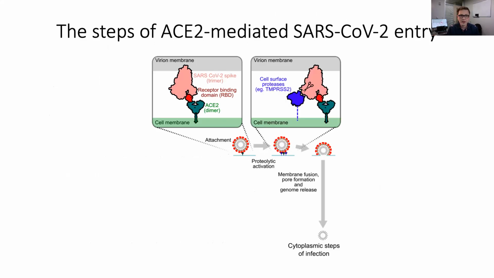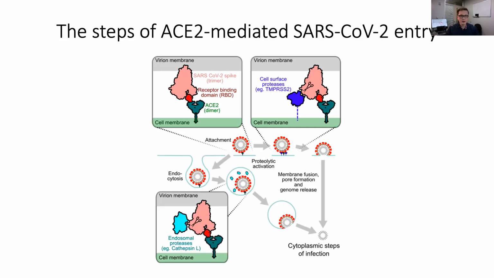If it's expressed, TMPRSS2 on the cell surface can perform this proteolytic cleavage, which then allows the virus to enter the cell from the plasma membrane. But if TMPRSS2 is not expressed, well, that's not necessarily a huge problem for the virus, as it can become endocytosed and then become processed by endosomal proteases like cathepsin L to free that fusion peptide and allow the entry process to proceed.